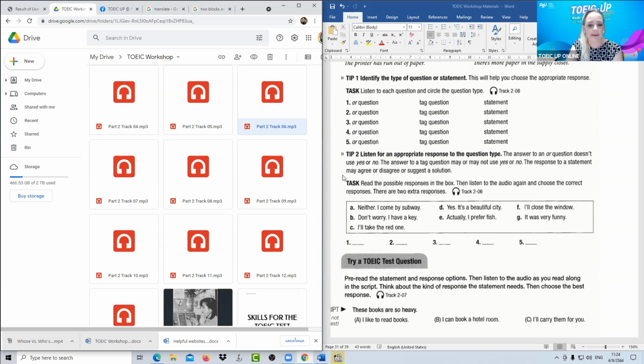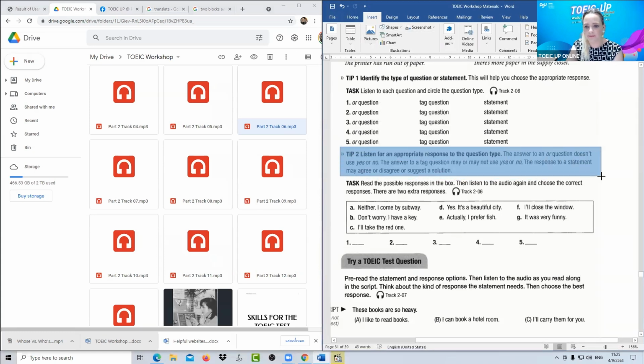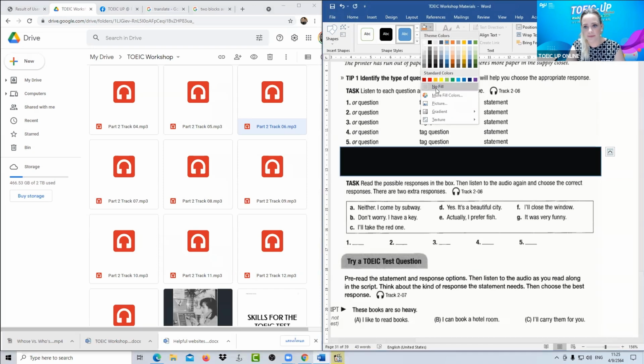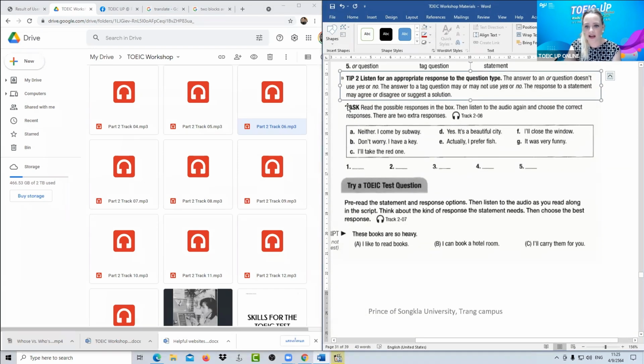So this is a nice summary. So highlight this, cut it out, stick it somewhere. It's a great summary of the 3 together. Okay, that's a great summary. So the next task, read the possible responses in the box, then listen to the audio again and choose the correct responses. Again, there are 2 extra responses.